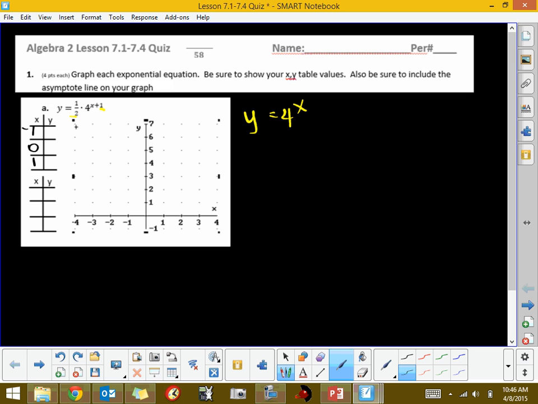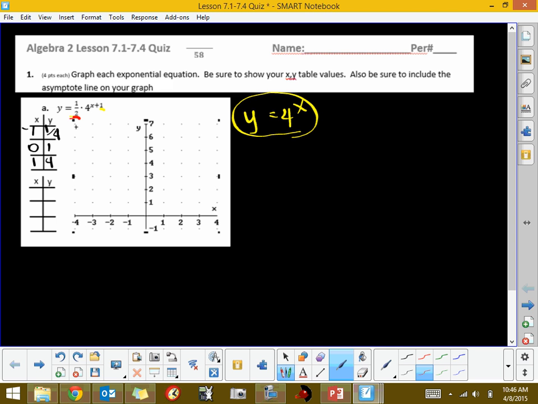So what we're going to do is take 4 to the first power, which is 4, 4 to the 0 power is 1, and 4 to the -1 power is 1/4. So that's just taking into account what our parent function would do to our graph, and those will be our ordered pairs. Now we're going to make the transformations with those.